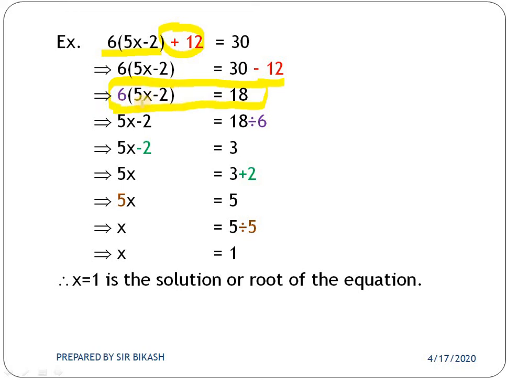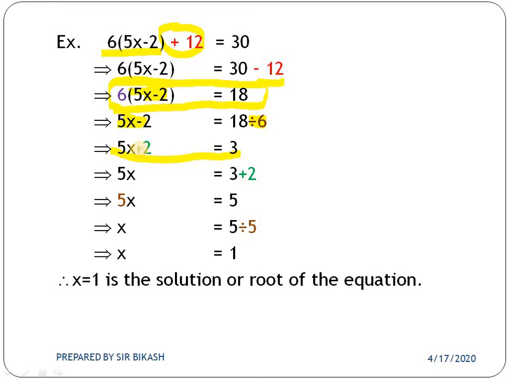In the next step, this 6 will have to be taken to the other side. This 6 is multiplied, so only 5x minus 2 will be remaining here, and 6 will go to the other side, and since it is multiplied with 5x minus 2, now it will become a divisor. 18 divided by 6. Okay, now 5x minus 2, if you divide this, we will have what? 3. So 5x minus 2 equal 3.